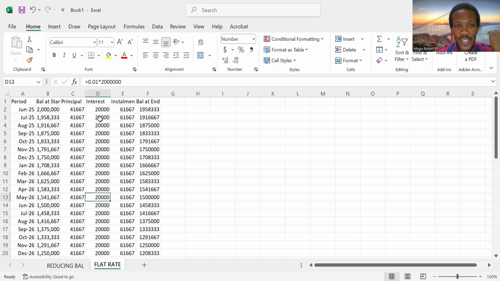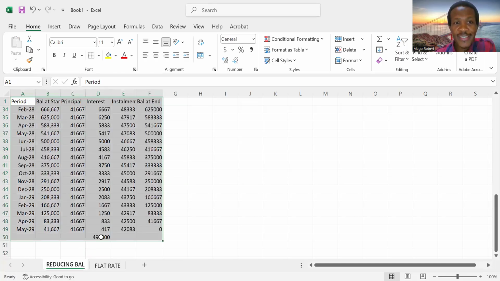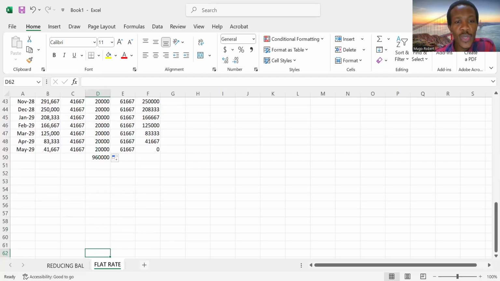The cost for this loan is how much? We get 960,000. That is flat rate. Reducing balance, the cost was 490,000. Let's go to the last one. This one, we shall call it amortization.